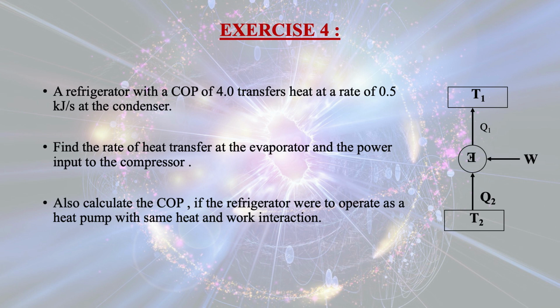Now let us take up exercise 4. A refrigerator with a COP of 4.0 transfers heat at a rate of 0.5 kJ per second at the condenser. Find the rate of heat transfer at the evaporator and the power input to the compressor. Also calculate the COP if the refrigerator were to operate as a heat pump with the same heat and work interactions. So this is the diagram for this problem.